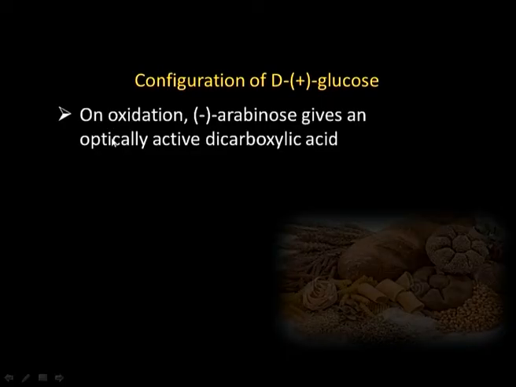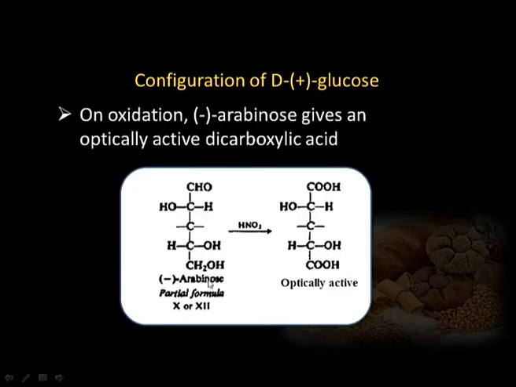First observation was that on oxidation, minus arabinose gives an optically active dicarboxylic acid, which means the dicarboxylic acid that we get by the oxidation of minus arabinose was found to be optically active. This is the configuration for arabinose, because we are keeping this hydroxyl fixed on the right side.